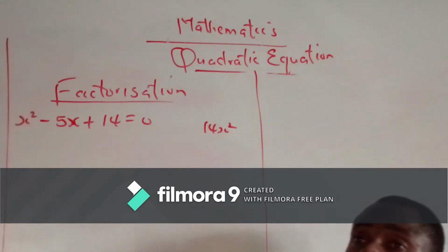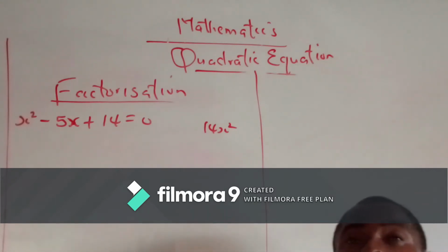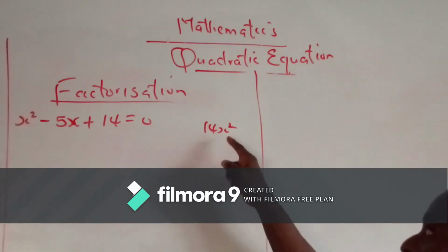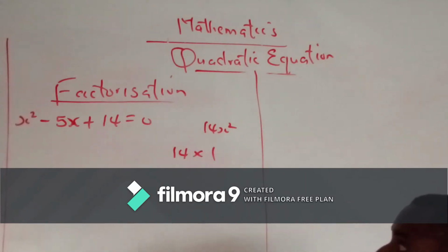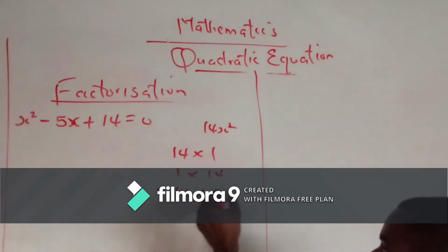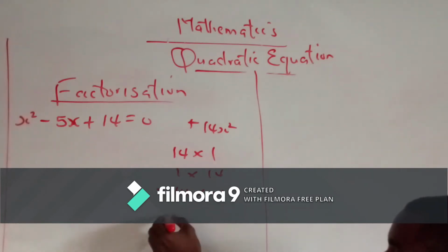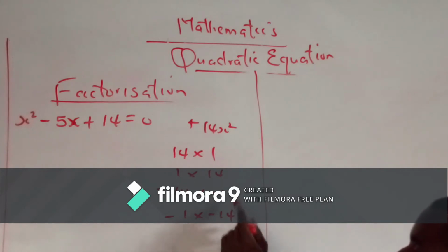Then you ask yourself, what are the factors of 14? That is, what are the two numbers you would multiply to give you 14x squared? If you look at it, you can multiply 14 times 1, 1 times 14, minus 14 times minus 1. We want plus 14x squared. We want minus 1 times minus 14. Now, if you work these two, they'll give us plus 14.